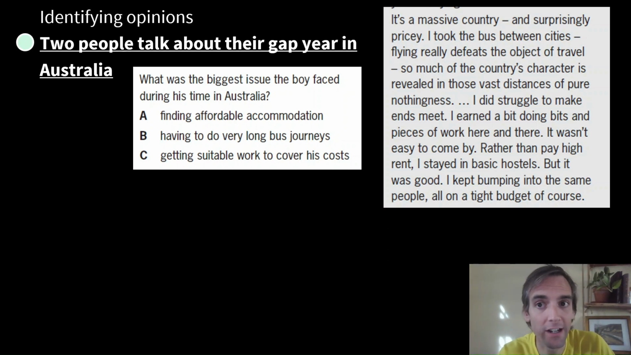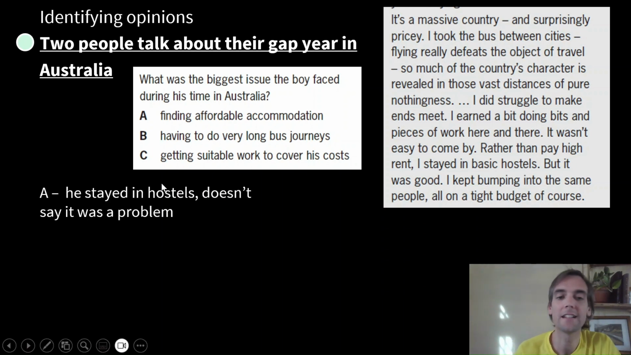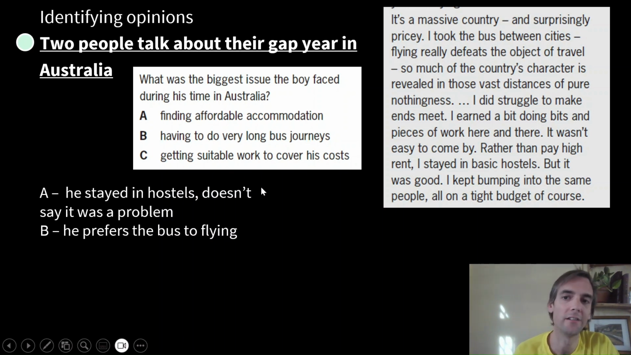Okay, a few distractions: talking about budget, pricey, money, hostels and accommodation, the bus and the plane, about travel. But A, he stayed in hostels, but it wasn't a problem. He says it was good. So this was not an issue; finding accommodation is not a problem. B, the long bus journeys. No, he says he prefers the bus. What he doesn't like is flying, because then you can't really see the country. He actually liked seeing all the country on the bus.